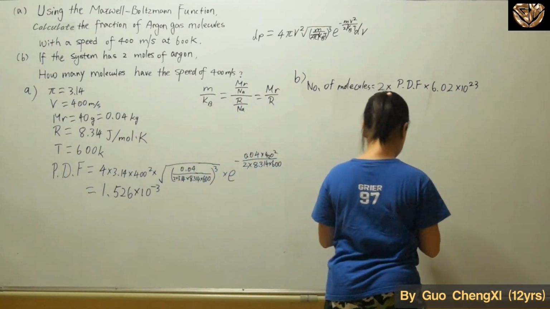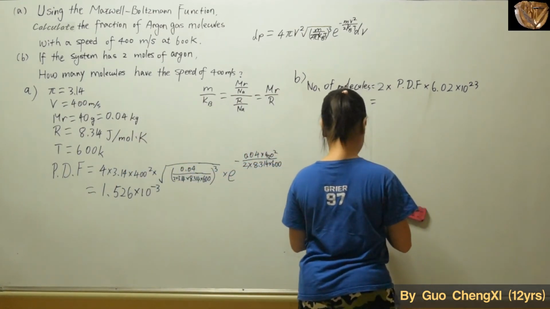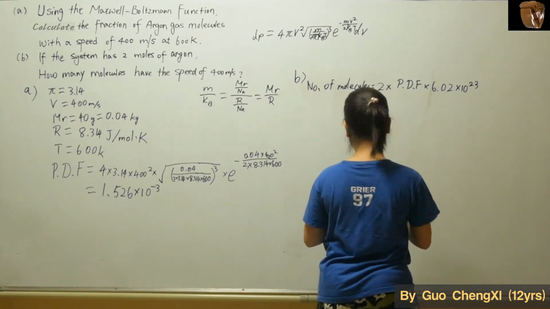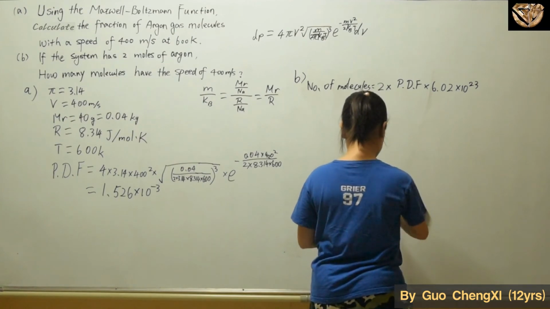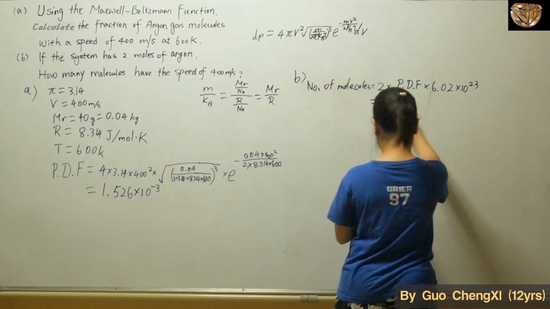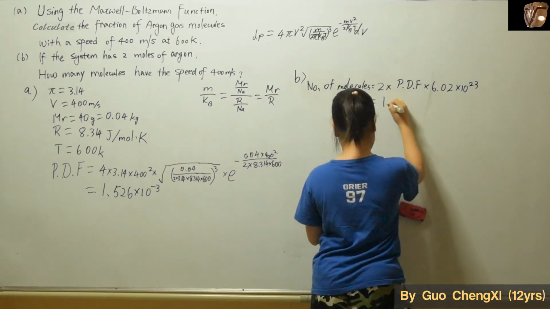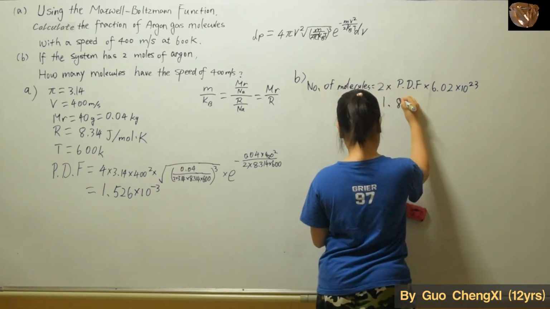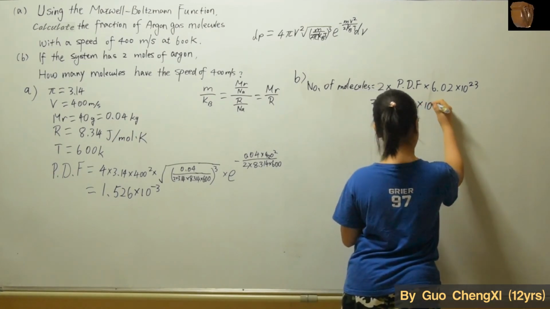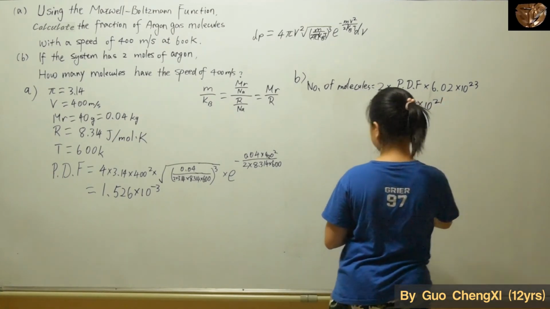So now let's see. Okay, now let me just calculate for a bit. And what we got is 1.526838 times 10 to the power of 21. Okay.